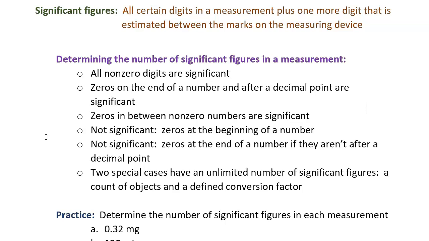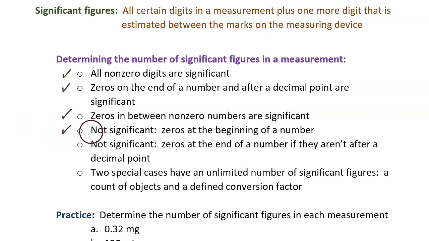When you look at a measurement that's written and you want to know how many digits are significant, here are the rules you follow. First rule, all non-zero digits are significant. Second rule, zeros on the end of the number and after a decimal point are significant. Third rule, zeros that are in between non-zero numbers are significant. However, sometimes zeros are not significant. Let's take a look at that.